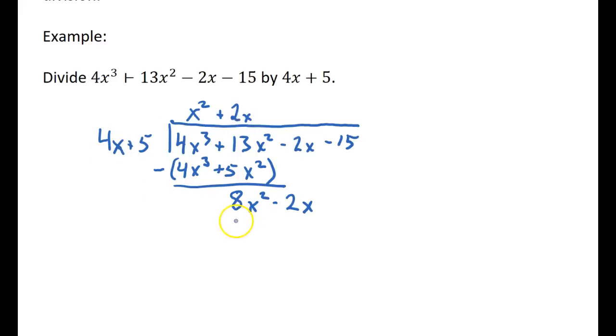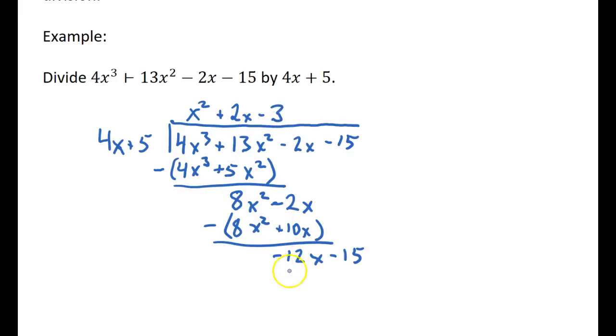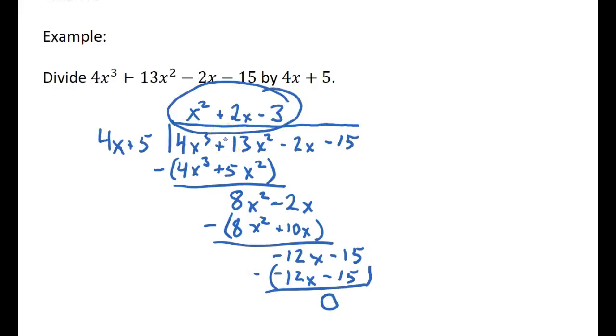2 times 4 is 8. x times x is x squared. And 2x times 5 is 10x. Once again, we subtract, and I have negative 2x minus 10x is negative 12x. Bring down my last term. What do I multiply 4x by to get negative 12? Well, how about negative 3? Negative 3 times 4x is negative 12x, and negative 3 times 5 is negative 15. And look at this, everything cancels out. We have no remainder. And this is our quotient that we get when we divide this polynomial by that divisor.